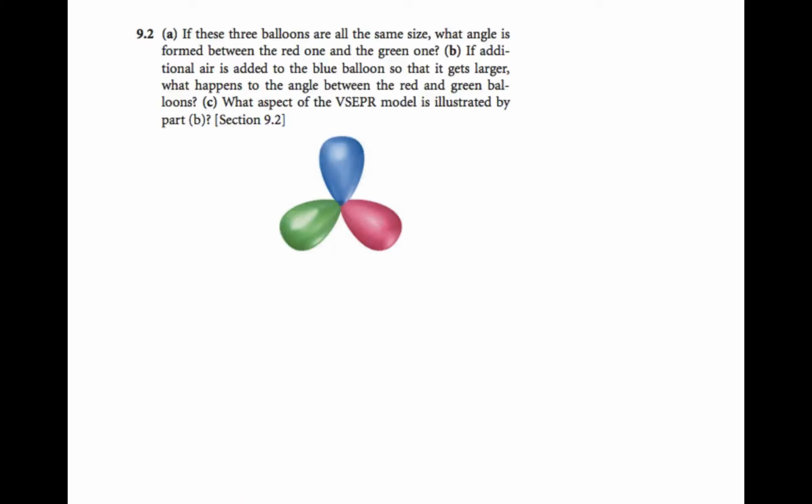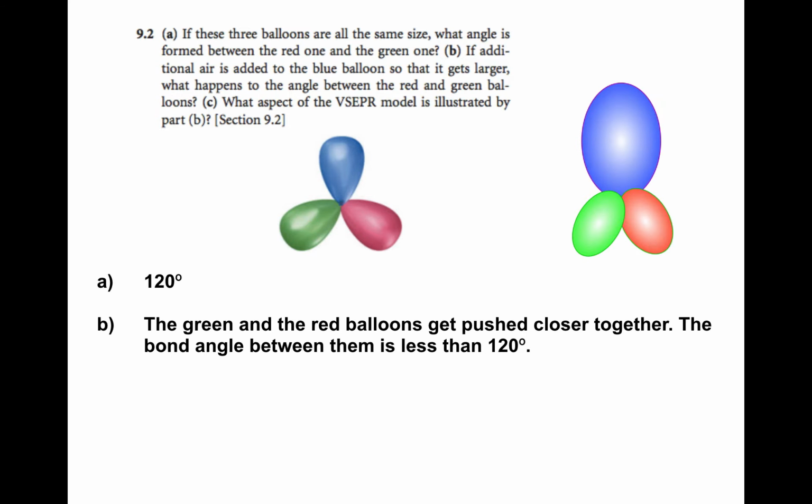Chapter 9. Okay. If these three balloons are the same size, what is the bond angle between the red one and the green one? Well, it looks like 120. If additional air is pumped into the blue balloon so that it gets larger, what happens to the bond angle between the green balloon and the red balloon? It gets smaller, right? Because the blue balloon is taking up more space.